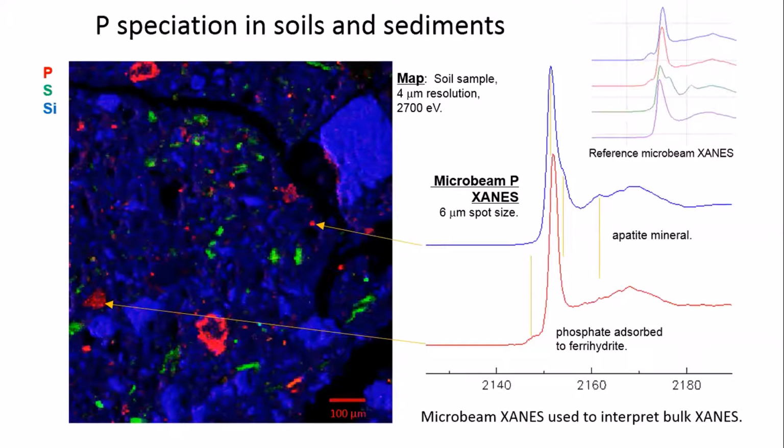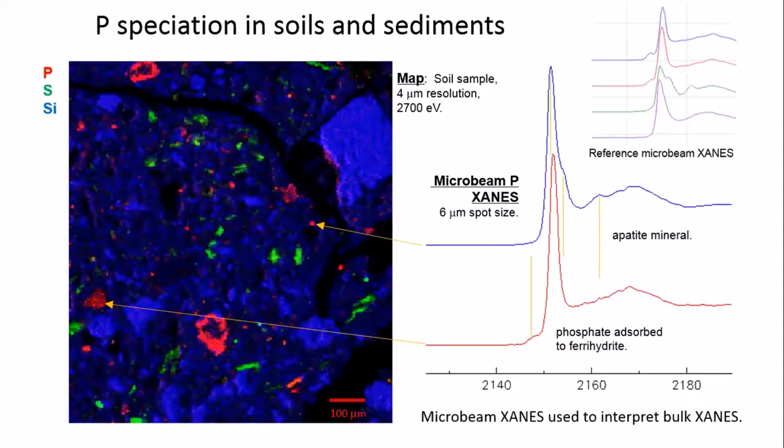In the upper right are just a few microbeam phosphorus XANES references, just for illustration. So typically these fine scale measurements are used then to interpret bulk XANES spectra and provide the spectra for multi-component fitting.